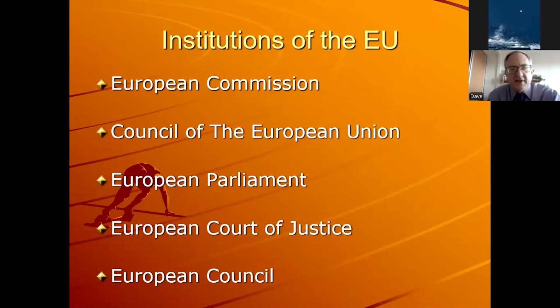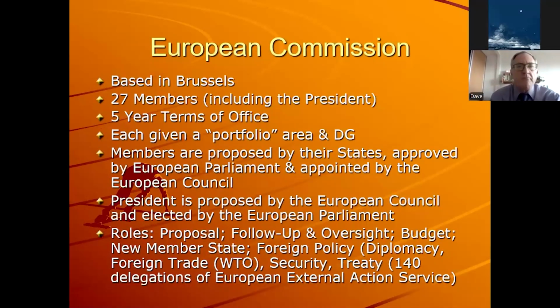So let's have a look first at the European Commission. Now, the European Commission is based in Brussels, and it's what we call a supranational institution. So, what we're going to talk about in our lecture today, we're going to talk about these five institutions as supranational, intergovernmental, or democratic. We're talking about the character, the basic character of these institutions.